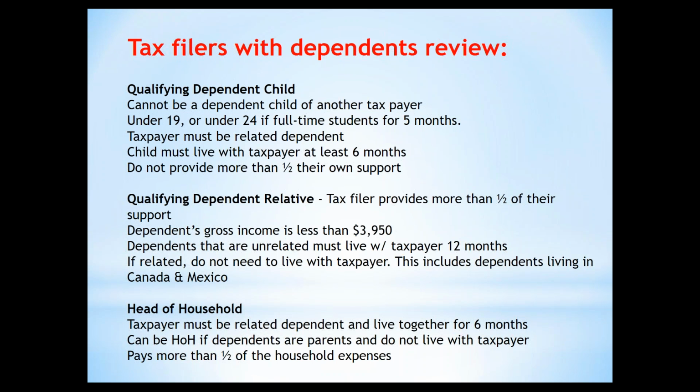The qualifying dependent relative, again, you have to provide more than half of the support for the dependent relative. And this could be, again, a person that's not necessarily technically related to them, but they have to have been in that home for 12 months is the big piece. So it's not more than half the year, it's all year. They have to have been in that home, and they can't have earned more than $3,950. The head of household status, again, just to touch on that, the child has to have been in the home for more than 6 months, and the head of household, the taxpayer, must have provided more than half of the support for household expenses.